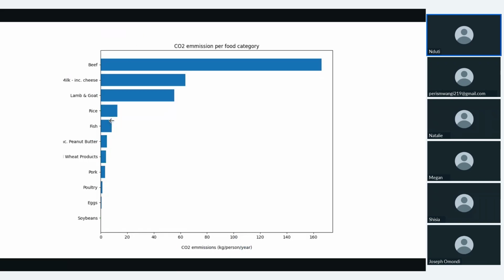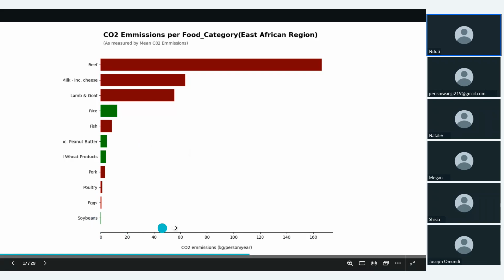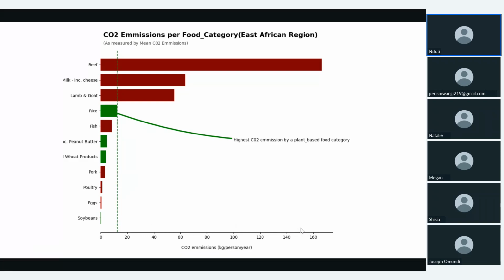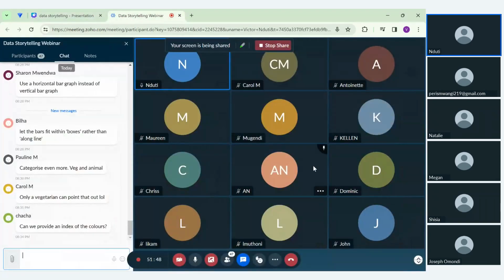You're noticing how I've shifted your focus. Probably we even forgot about the numbers. If I were to hide this, if I had gotten rid of this in this slide, it wouldn't be much of a concern because my message is home. I just want you to look at the highest plant and compare it to the animal-based category. So that's an improvement on one.